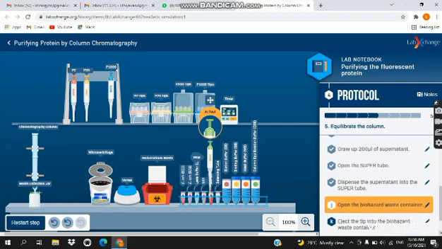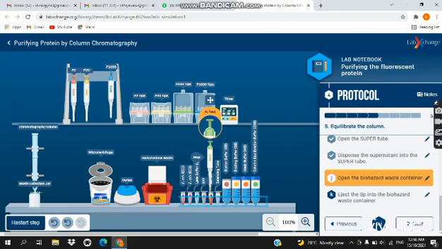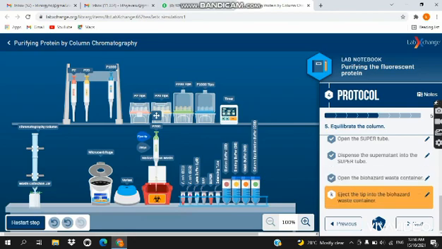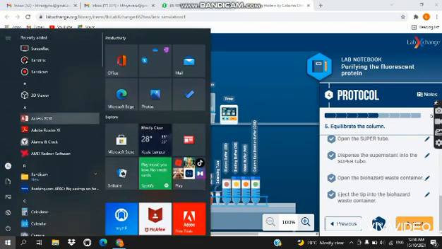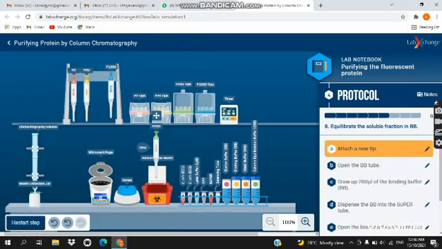Then as usual, after you are done with the process you should check the tubes. Check the tubes. That's for equilibrating the column. Next will be equilibrating the solid fractions in BB. So first of all, attach the new tip.